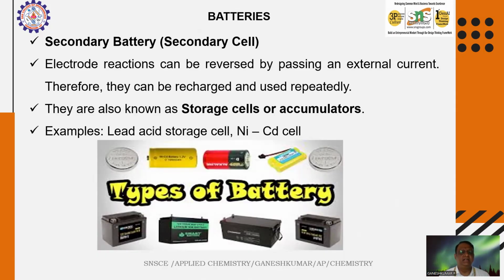And secondary batteries. A secondary battery is one in which the cell reaction can be reversed several times. That is, it is recharged again and again. So they are also known as storage cells, or we call them accumulators. Lead acid storage cells and nickel cadmium cells are the secondary batteries we see.